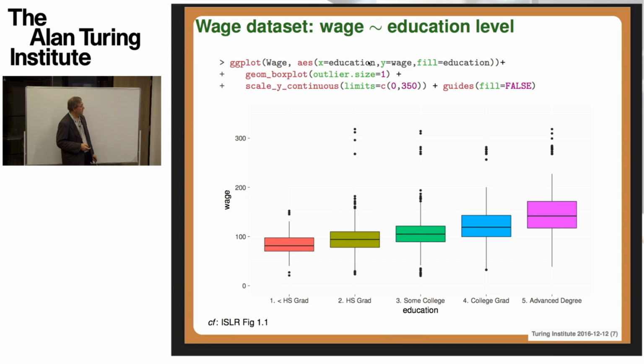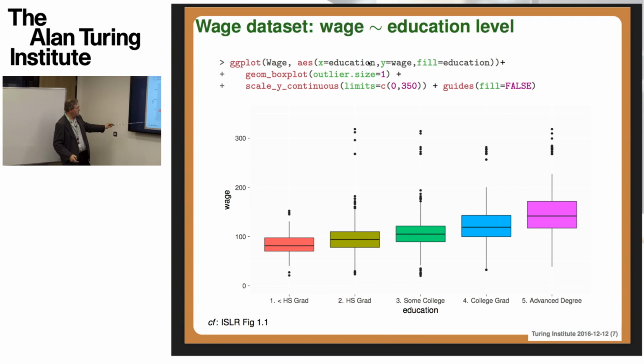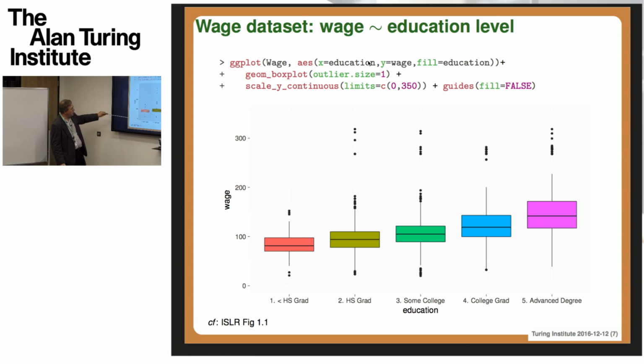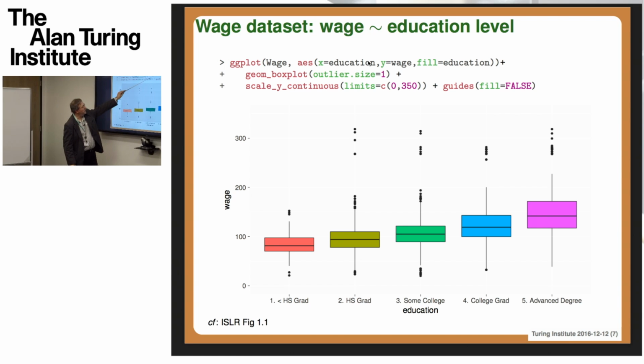And lastly, if we look at wages and then separate out according to the educational level of the individual, then what's shown here is a box plot. So the box plot is obtained instead of geom_point, which would just produce the individual points. It instead produces a box plot where the fill type, so the colour, is given by the variable education. So every individual had an education level, and there were 5 of those shown here.